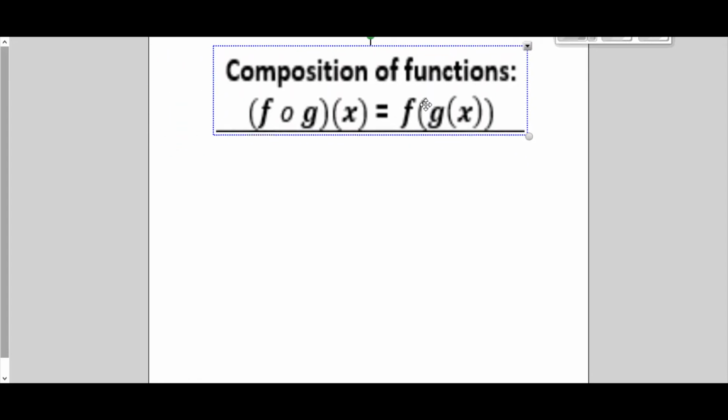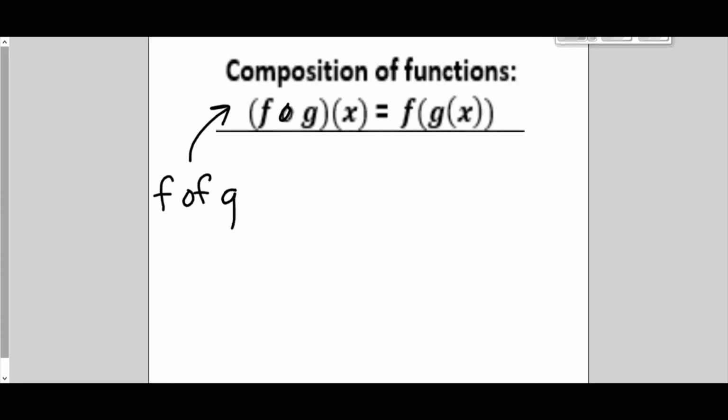So I want to first talk about notation here. When we talk about composition of functions, we have two common notations that are used. The first one is this notation where you have f with an open circle, then g of x. The way that this is read is f of g of x. And actually, this is how both of these are read. What this means is that we're going to plug g of x into f.